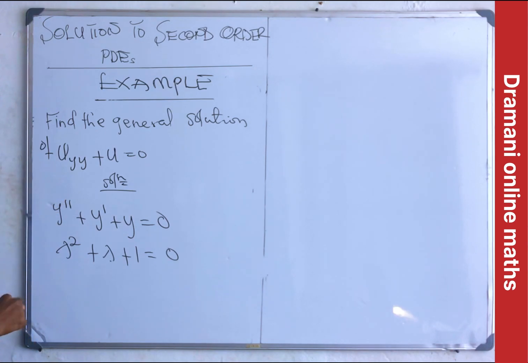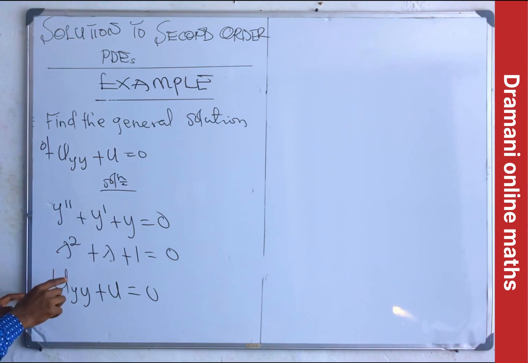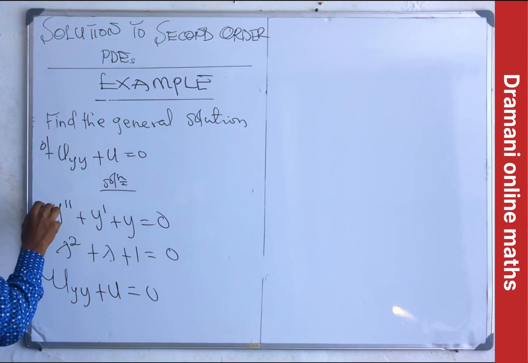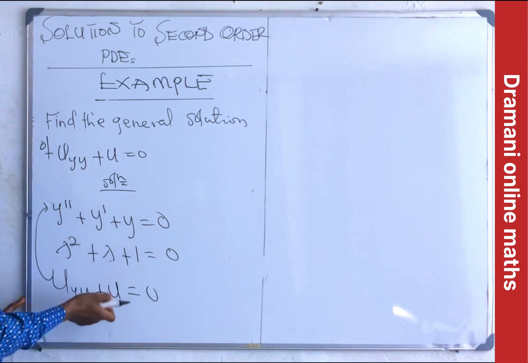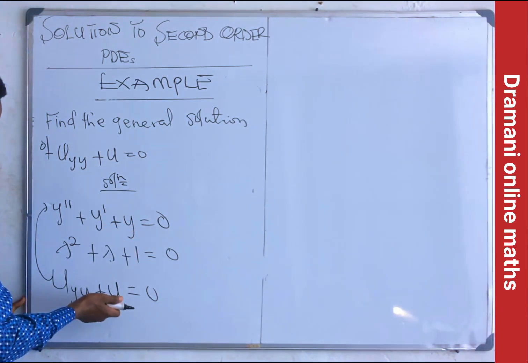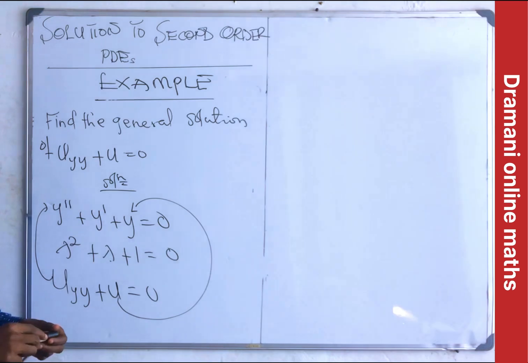If you look at this one, we have uyy plus u equals 0. So if you are relating this to this, the uyy will go with the u prime prime, because this is the second order, this is the second order. This is the first order. We don't have any first order. This is the unknown function. We have unknown function. So this u also goes with the y here. Is that okay?